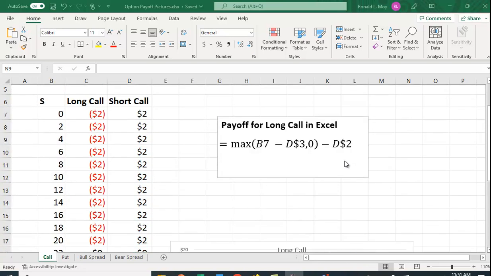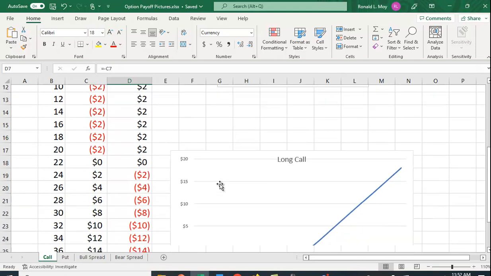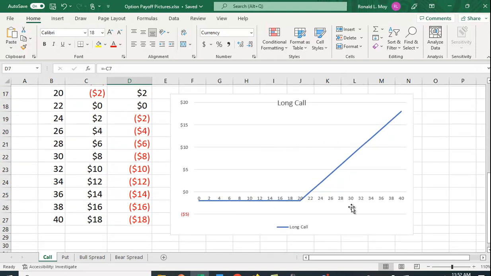For the short call, it's just the opposite of the long call. This is a zero-sum game, so whatever this person makes, this person loses, and vice versa. This person sold the call option to this person, so this person lost $2, this person made $2. So in this case, I just put in a negative value for what was here. So then I drew this long call option. In fact, I also drew the short call option as well.